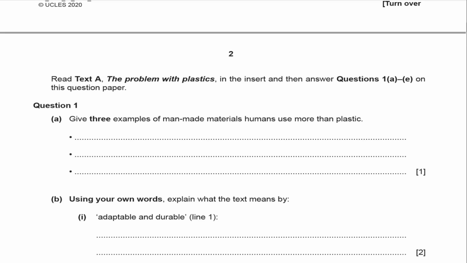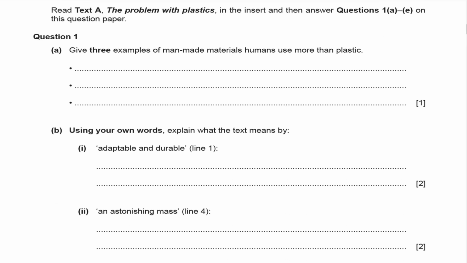With the case of this question, it asks you to give 3 examples of man-made materials humans use more than plastic. And of course, you need to include all 3 for 1 mark. So this is important for all questions really. You need to pay attention to the marks, the questions, and indeed the command verbs that are used. Generally speaking, the answers to 1A to E should be close to the top, certainly question 1A.